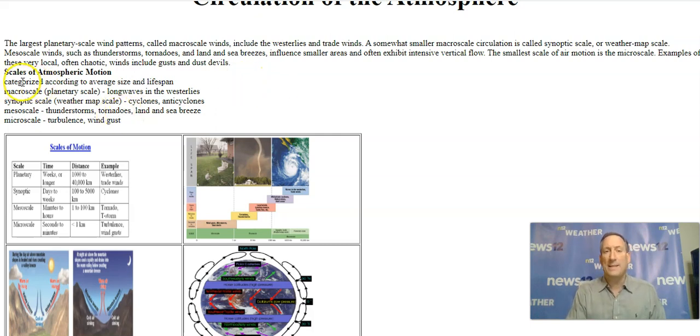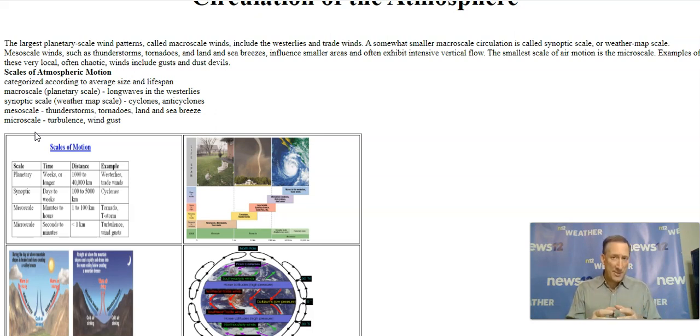All right, so let's talk about these scales of motion. One is macro scale or planetary scale. Those are long waves in the westerlies. They last for a long time. Then we have synoptic scale, which is a weather map. Think about the United States. We're talking about 2,000, 3,000, 4,000 miles, and this is going to include cyclones and anticyclones, or as you now know, high pressure and low pressure.